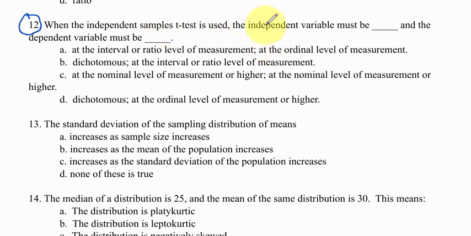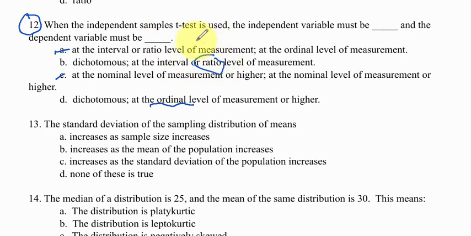There's that one. All right, number 12. Independent t-test. The IV has to be blank and the DV has to be blank. So the IV has to have two and only two groups. So it's not that one. It's not that one. So dichotomous, that's what that means, is a categorical variable with only two groups. And the DV has to be not ordinal. If it was ordinal, that would be a different kind of test. So interval or ratio, that's the main thing.